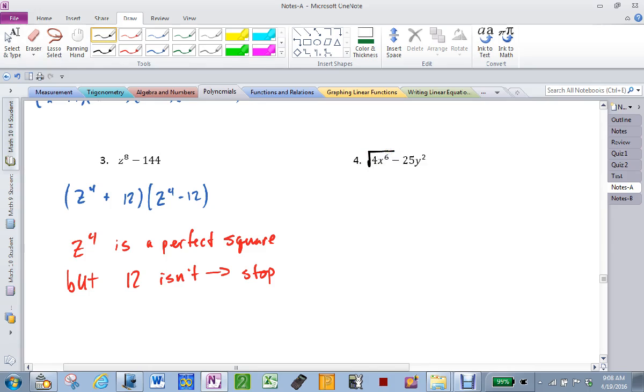What is the square root of the first one? 2x cubed. Plus, what is the square root of the second one? 5y. And then what do I do? 2x cubed minus 5y. Is everybody okay? Yes? Everyone is good? Okay.